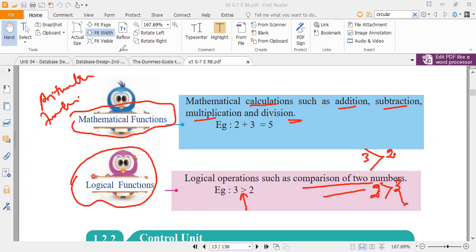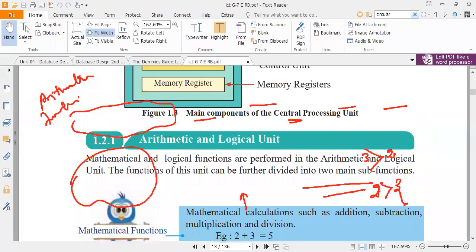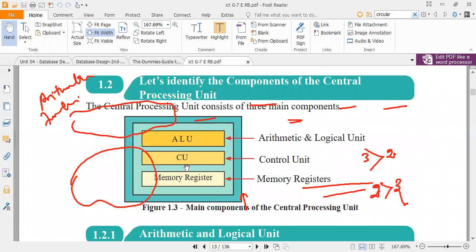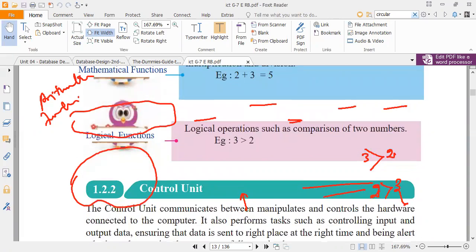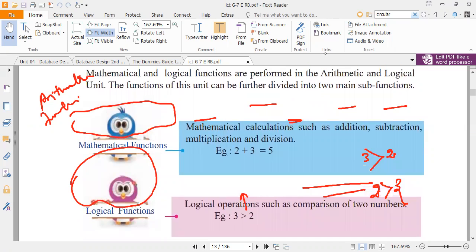So these are the important parts: ALU, CU, memory register. We have already gone through the ALU. The next one is the control unit. We will be learning it next time.